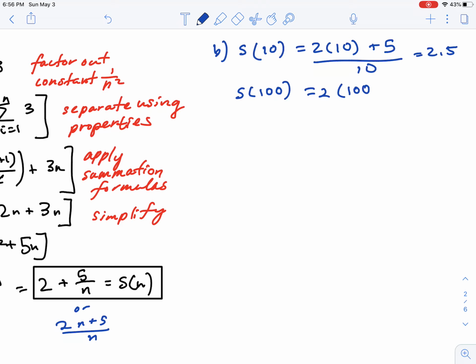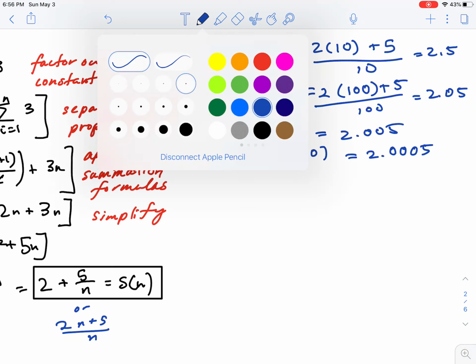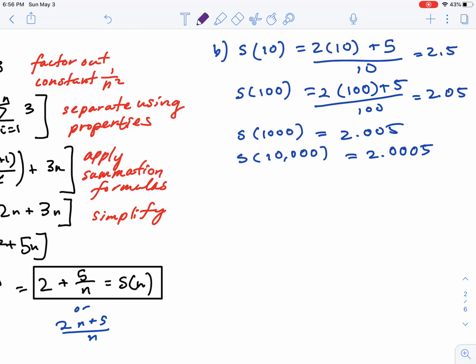But now hopefully you can see where I was getting that math. So S of 100 is equal to 2 times 100 plus 5, all of that over 100. And again, you can just use either one. They're the same thing. 2.05. And now you can kind of see where this is going. 2.005, and then the sum of the first 10,000 terms is now going to be 2.0005. Okay, so that's all we're doing there.